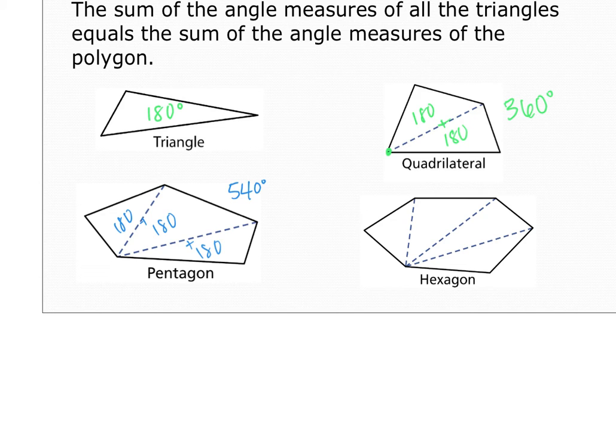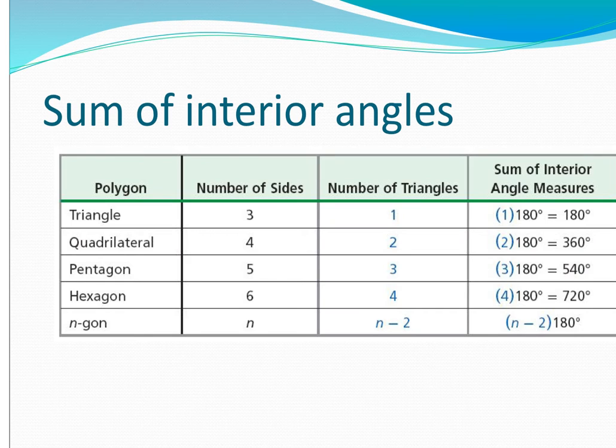What about a hexagon? It's going to be 180 plus 180 plus 180 plus 180. That's 720.